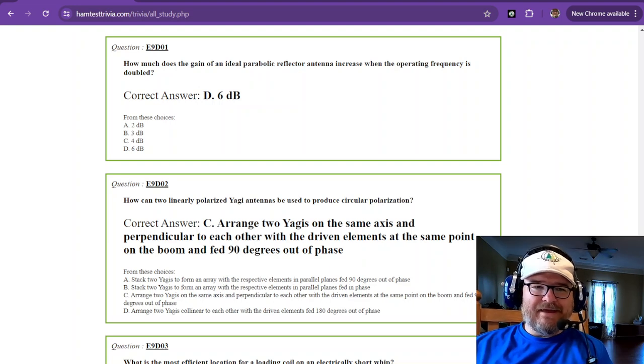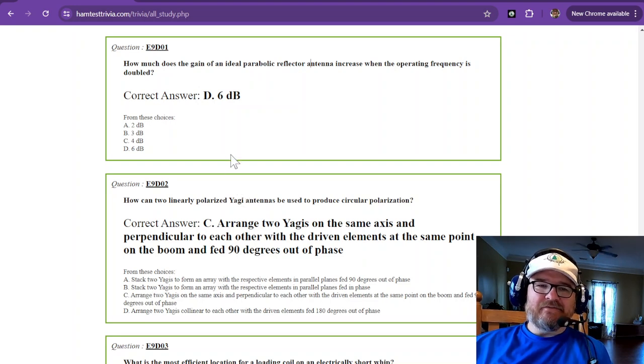We're back again. This is the amateur extra license exam study. We're in subelement 9 delta. We're still talking about antennas, and there's not much I can show you here. Most of this is just going to be some memorization.